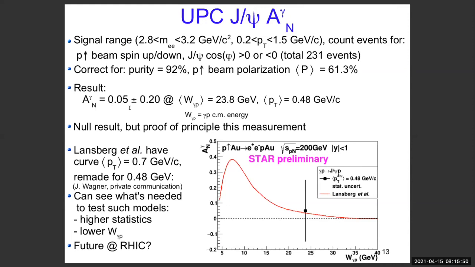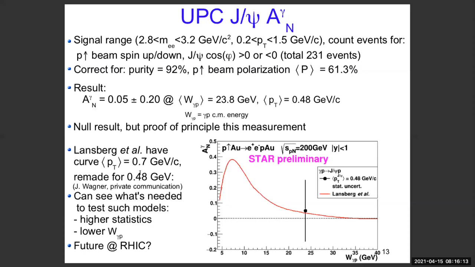The final result is that the asymmetry we measure is 0.05 plus or minus 0.2 at a photon-nucleon center of mass energy of about 24 GeV. Well, it's a null result, but it's really a proof of principle of an important measurement. These authors, which were cited earlier, had a curve for a higher PT. They remade them.